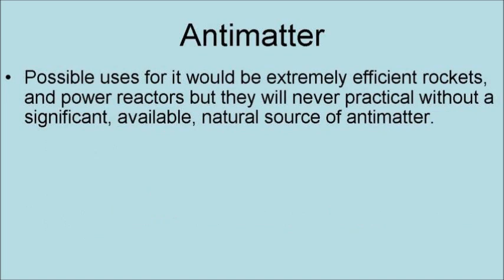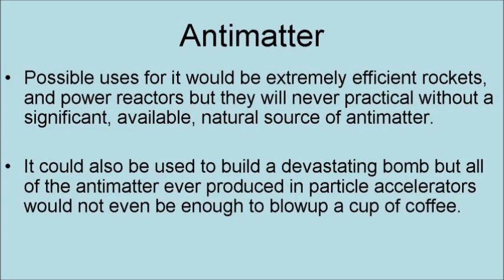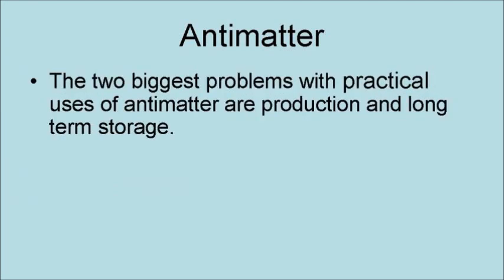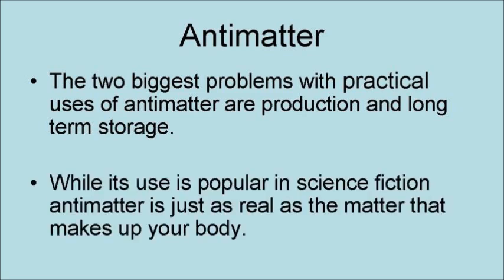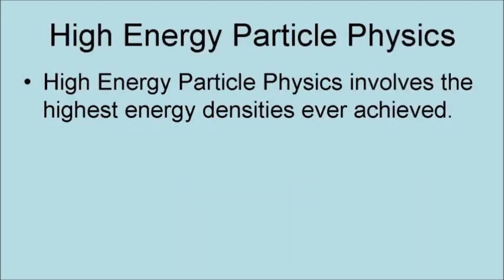Possible uses for it would be extremely efficient rockets and power reactors, but they will never be practical without a sufficient available natural source of antimatter. It could also be used to build a devastating bomb, but all of the antimatter ever produced in particle accelerators would not be enough to blow up a cup of coffee. The two biggest problems with practical uses of antimatter are production and long-term storage. While its use is popular in science fiction, antimatter is just as real as the matter that makes up your body. High-energy particle physics involves the highest energy density ever achieved.